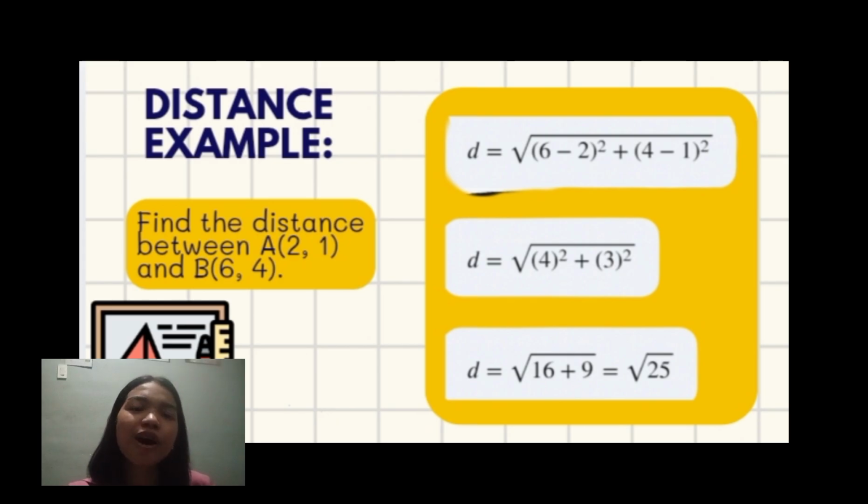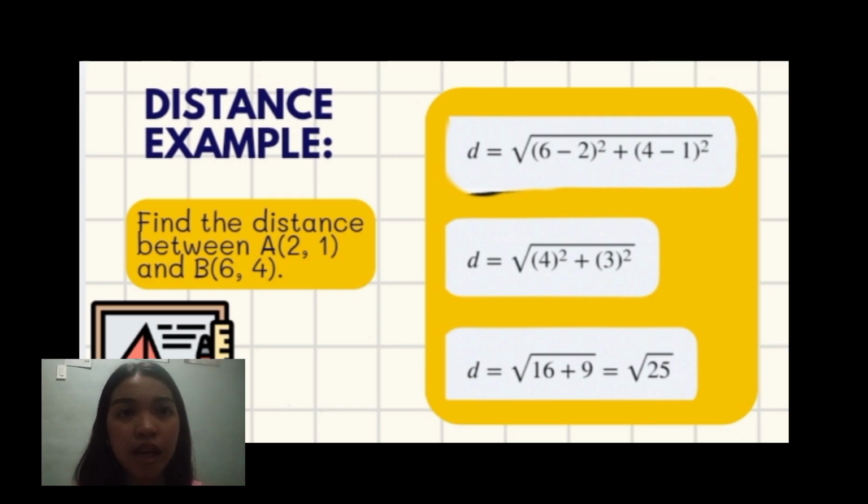What should we do? Of course, first we have to identify our coordinates. Our x sub 1 is 2, y sub 1 is 1, and our x sub 2 is 6, and our y sub 2 is 4. The only thing that you need to do, class, is plug those values right into our formula. And remember, our formula is d equals the square root of (x sub 2 minus x sub 1) squared plus (y sub 2 minus y sub 1) squared.